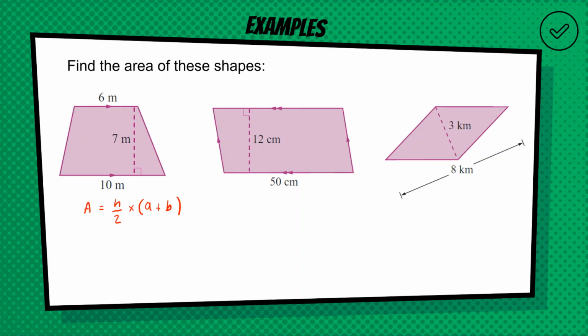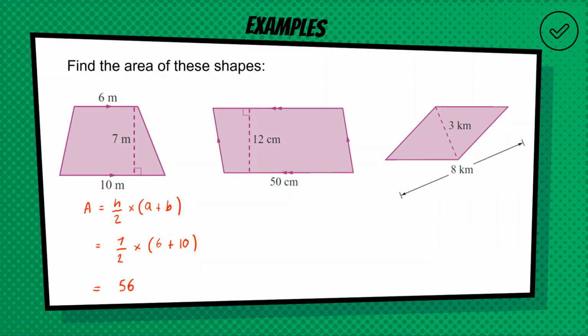All right, let's sub in our values. So our height we can see is the 7. It's how far apart the two parallel sides are. So I've got 7 divided by 2 multiplied with 6 plus 10. Okay, if I put that through a calculator, so 3.5 lots of 16 is going to be 56.